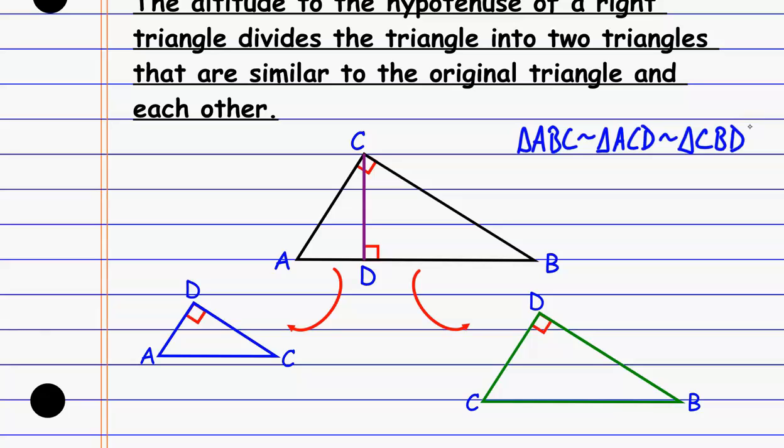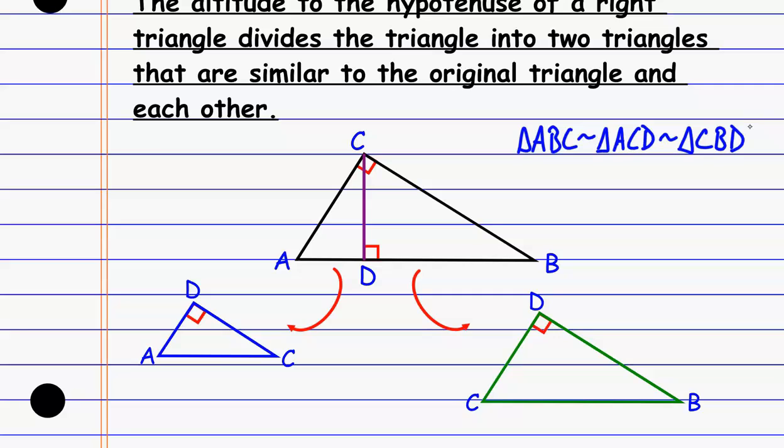Now I could set up all kinds of different proportions between ABC and ACD, or between ABC and CBD, or between ACD and CBD. So there's a lot of information I can come up with from this with very little information to start. And keep in mind, these are also right triangles, so we could use our Pythagorean theorem in here if we need to, but we have all kinds of proportions that we can set up.